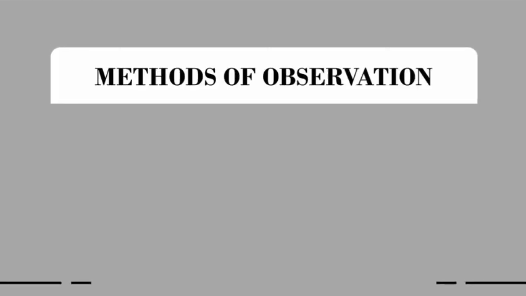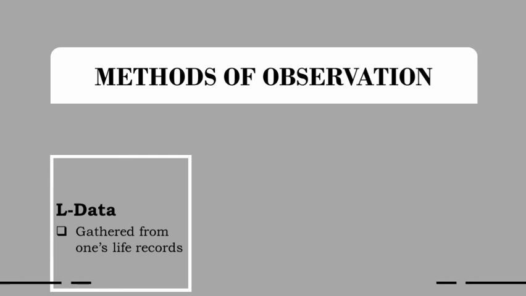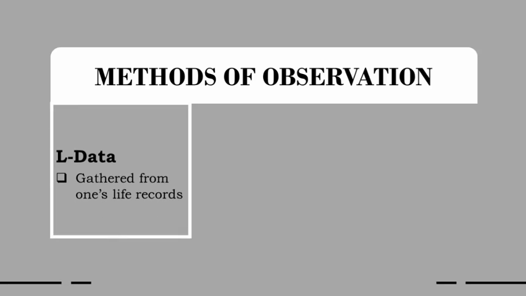Next are the methods of observation. There are three methods of observation by Raymond Cattell. So the first is the L data or life data. L data is gathered from one's life records or life history.